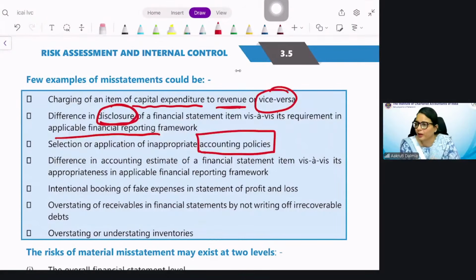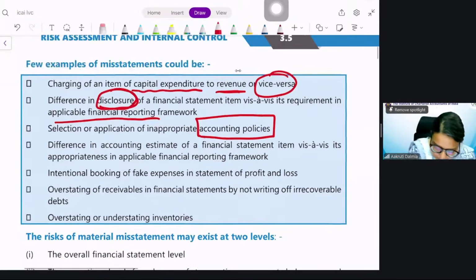Using an inappropriate accounting policy is a misstatement. What does it mean? You have not studied AS 2, right? But you have studied depreciation. SLM method, WDV method, that much you know, right? So tell me, can I use SLM last year, WDV this year, again SLM next year? Can I keep changing that? So inappropriate use of accounting policy is also a misstatement. Difference in some accounting estimate is also a misstatement.